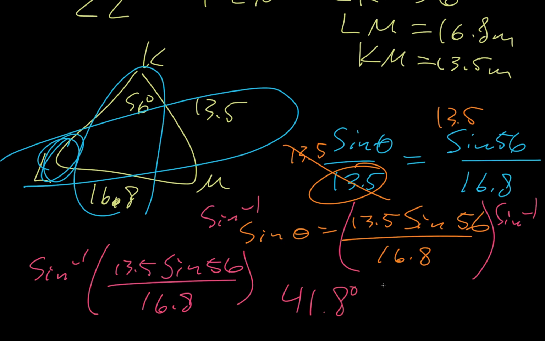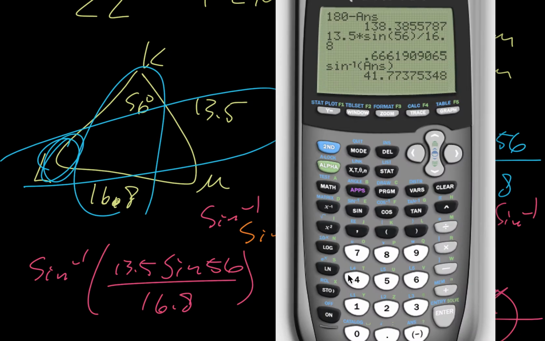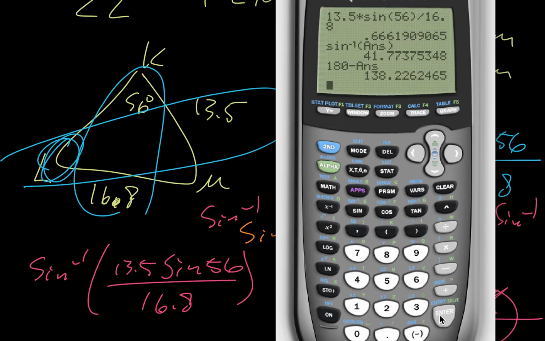Once again, it's just 180 minus that for that same reason. So 41.8. This would be theta. This would also be theta. So 180 minus theta makes us rotate back here. And so if we do 180 minus that answer, we get 138.2.